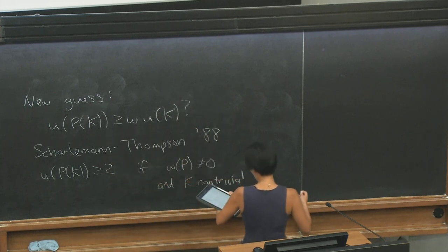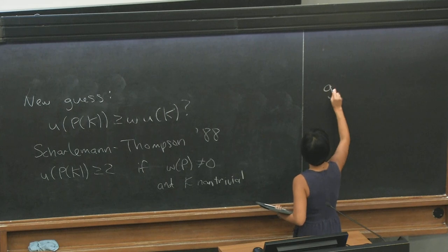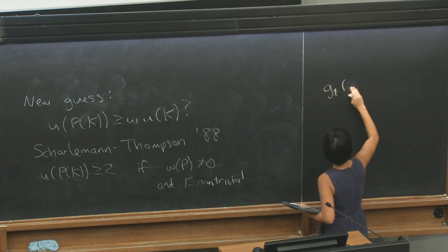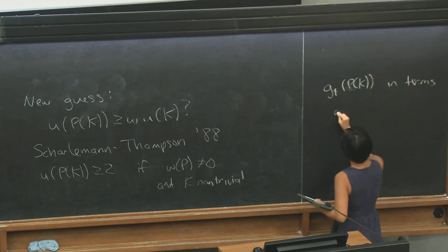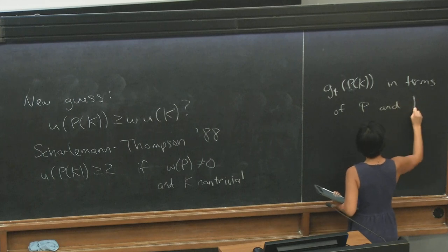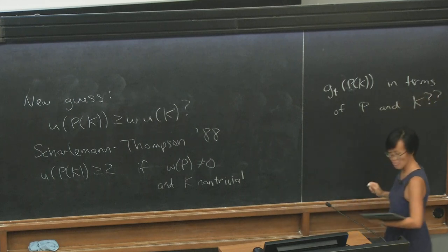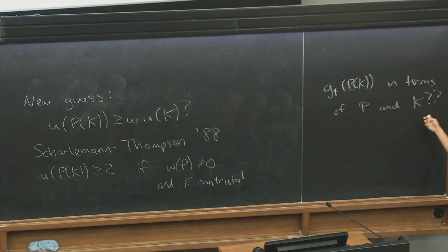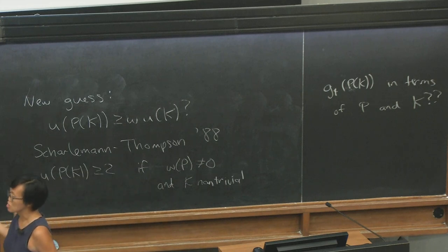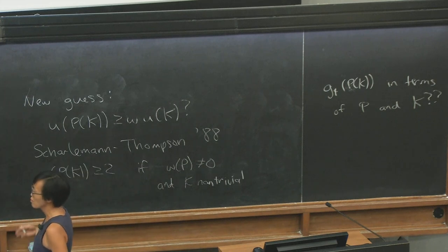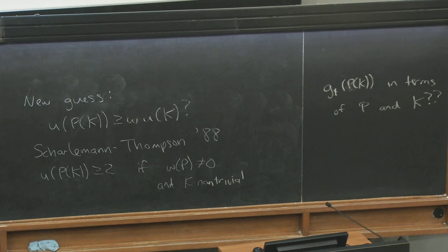Great. And then maybe a big open question is the four-ball genus of a satellite in terms of P and K. I don't really have a good conjecture for that. So maybe studying general satellites is too difficult. So what if we focus on cables? What if we focus on satellites where the pattern knot is a torus knot sitting in the solid torus in a standard way?